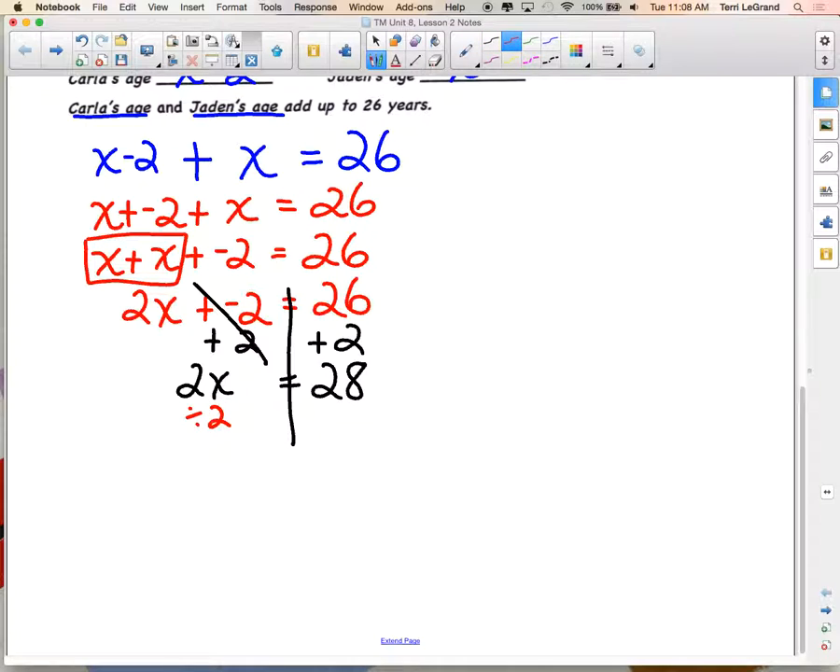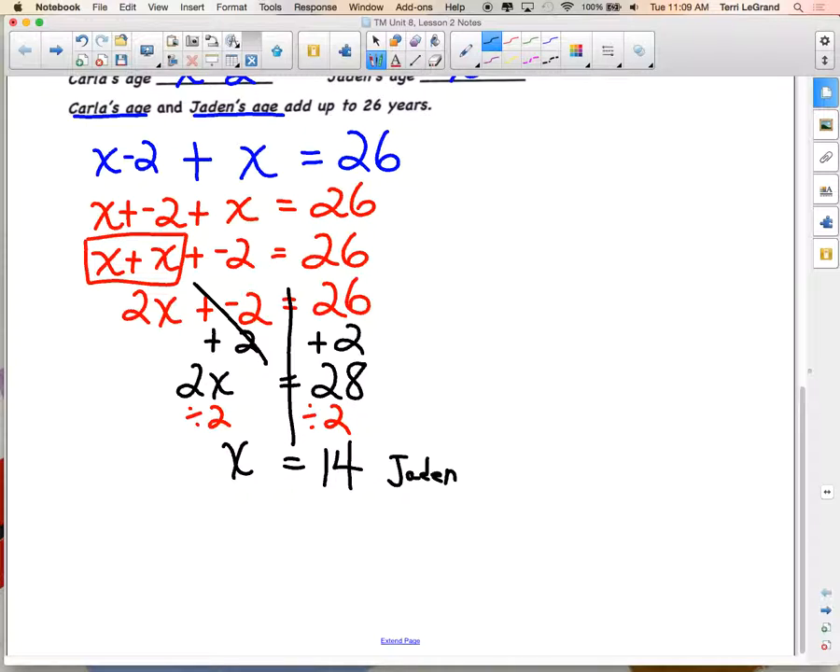Okay, each side gets divided by 2 because that's the what? What is 2? Coefficient. The coefficient. So we now have x because we divided by x's coefficient. And what's 28 divided by 2? 14. Who's 14? This is Jaden. Okay, let's just put that behind here. That's Jaden.